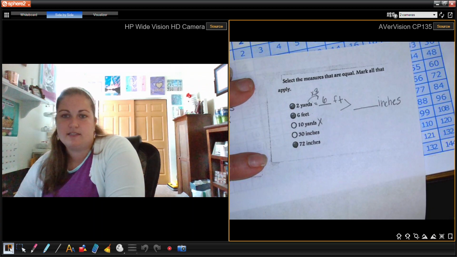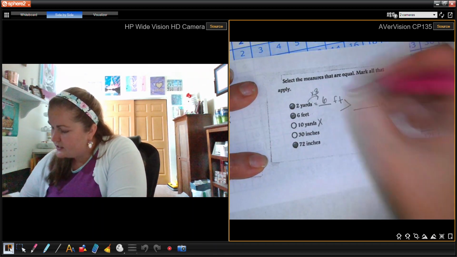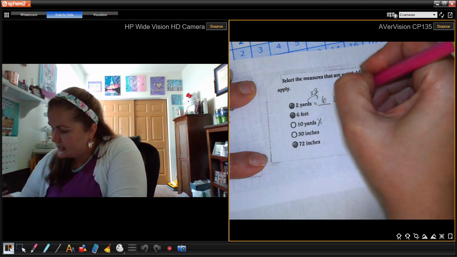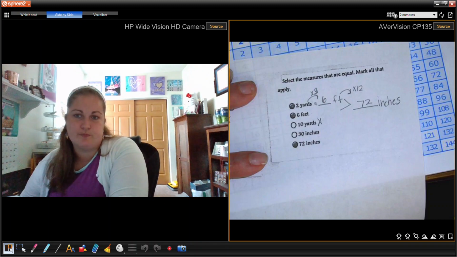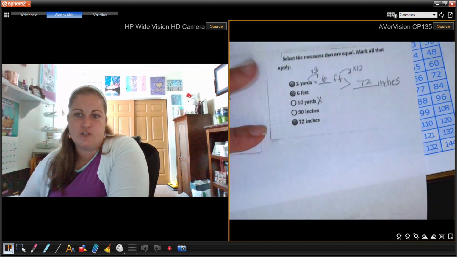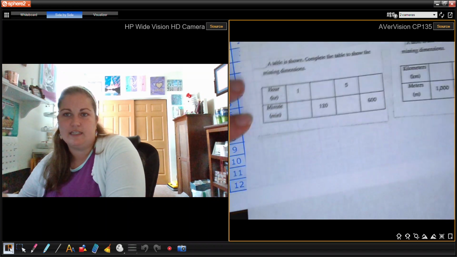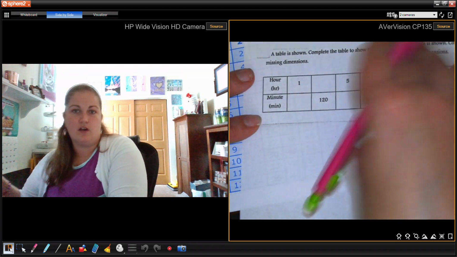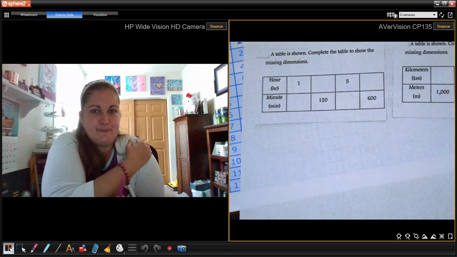And then I could think to myself, okay, feet to inches. Every foot is 12 inches. So I could take 6 times 12 gives me 72. Okay, so then we got 2 more problems. These problems involve filling in a table. And so as long as you can use the conversion sheet, this won't be too bad.